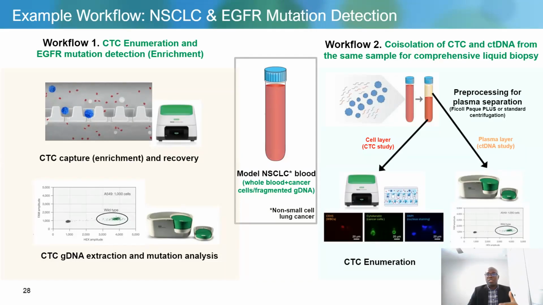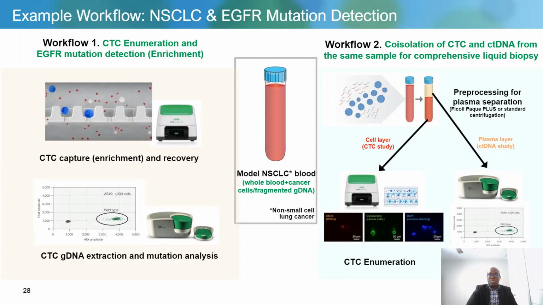In workflow 1, we show CTC enumeration and EGFR mutation detection, encompassing CTC isolation, release, CTC genomic DNA extraction, and mutation analysis. In the second workflow, we show co-isolation of CTCs and ctDNA from the same sample for comprehensive liquid biopsy. Please note that if workflow 2 is intended, it must be preceded by the CTC enumeration and enrichment steps. The two workflows were facilitated with the Genesis cell isolation system and droplet digital PCR, along with optimized blood component separation and cell-free DNA enrichment steps.